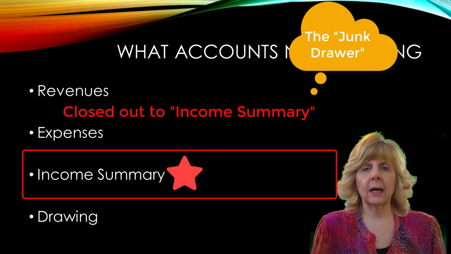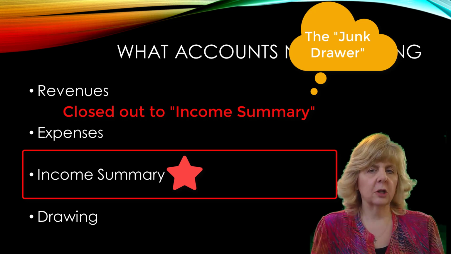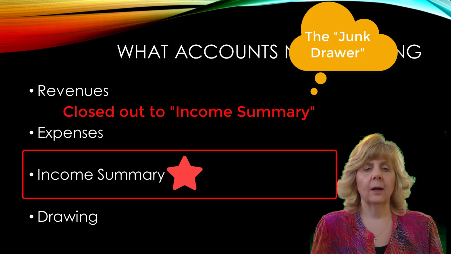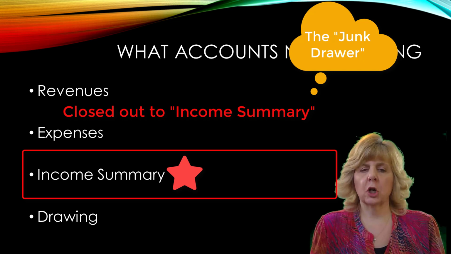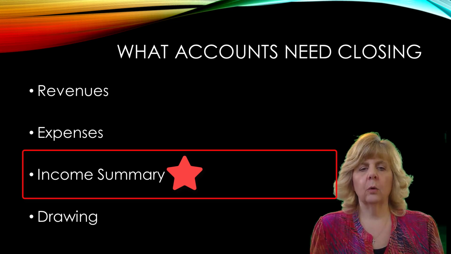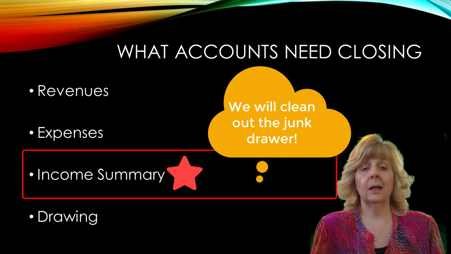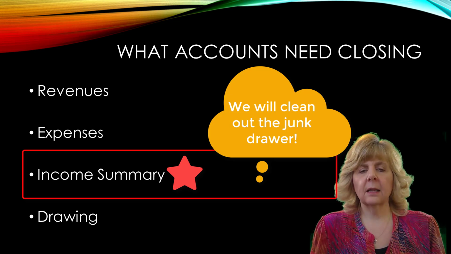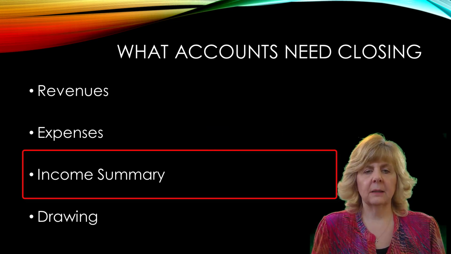I almost look at it as if it's a junk drawer. I know you all have one around your house that you just kind of toss things into and then know that you'll clean it out later. Income Summary will be the junk drawer we use to temporarily hold the revenues and expenses. The third journal entry will be to close the Income Summary account out, kind of like picking up that junk drawer.